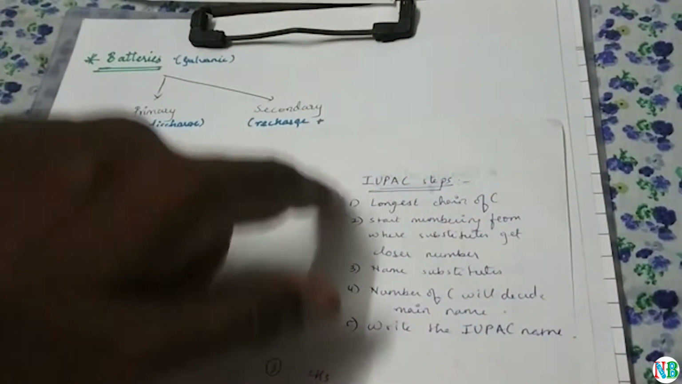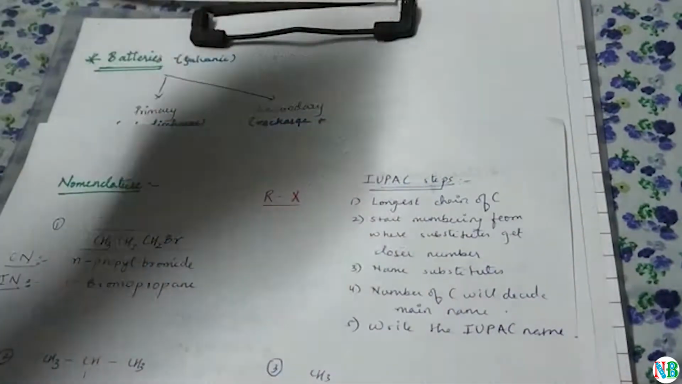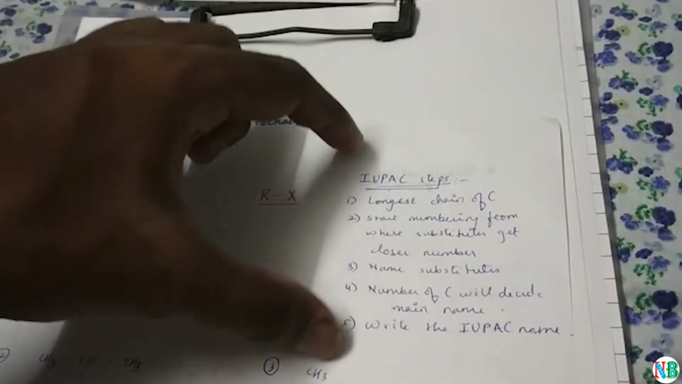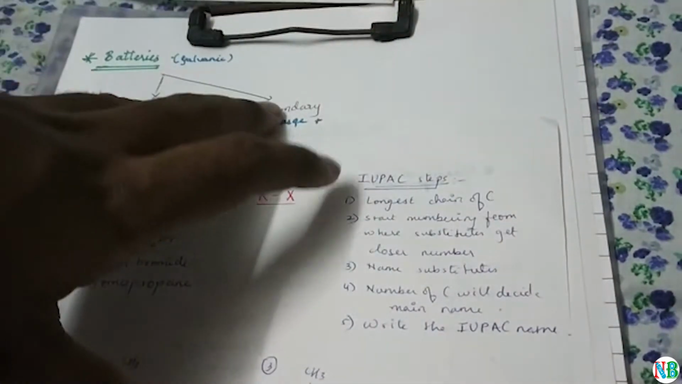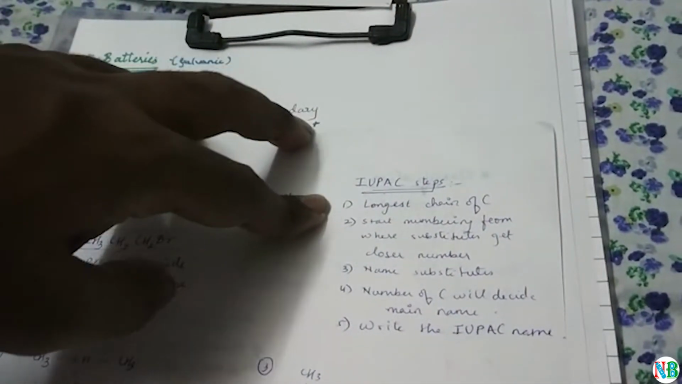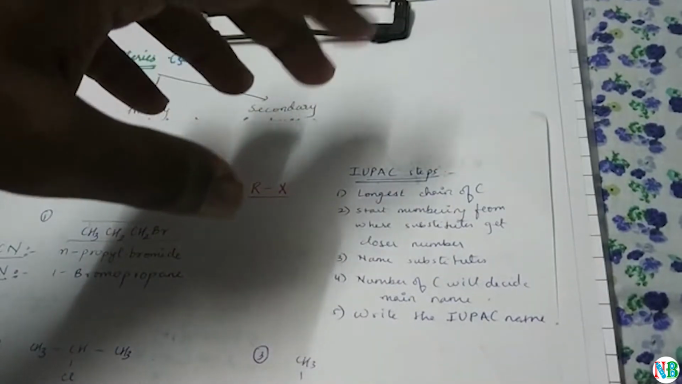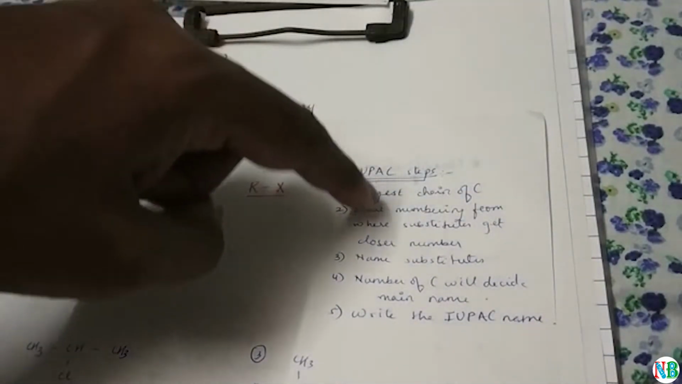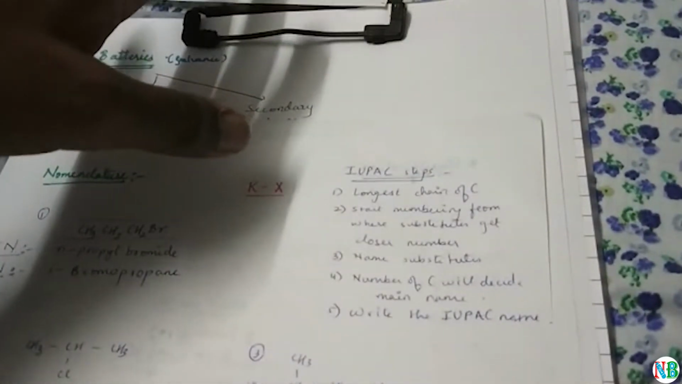First step, and we are going to use these steps throughout the nomenclatures that we see. So please do pay attention to the steps. So, IUPAC names. The first step would be the longest chain of carbon atoms. I need to find, from the structure given to me, the longest chain of carbon atoms.